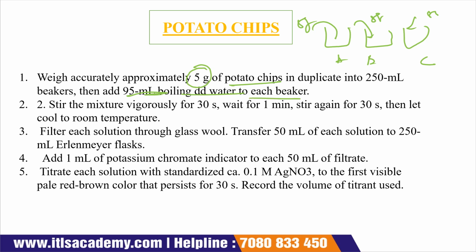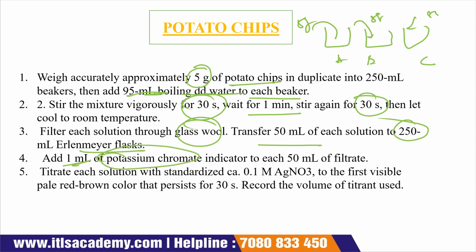Then we stir the mixture continuously for 30 seconds and leave it for 1 minute. After 1 minute, we again stir the solution for 30 seconds and then leave it at room temperature to cool down. Then we filter the solution with the help of glass wool and transfer 50 ml of solution into a 250 ml Erlenmeyer flask. Then in the Erlenmeyer flask, we add potassium chromate as an indicator in each solution, and the volume of potassium chromate is around 1 ml.